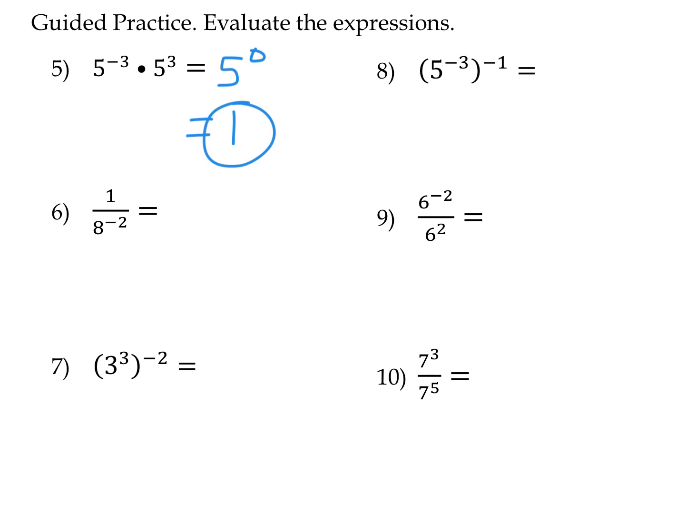All right, and then next example down, we have 1 over 8 to the negative second. Because we have a negative exponent here, that's going to be written as its reciprocal and move to the numerator, 8 to the positive second. You can put the over 1, you don't necessarily have to. When you have something over 1, you can just write it as its own. So 64 over 1, or just 64. We don't have to write the over 1.